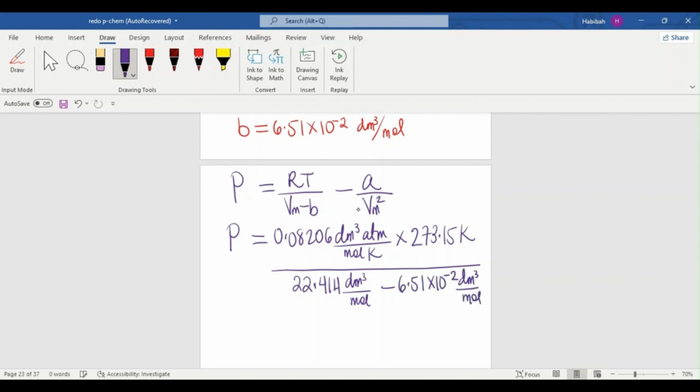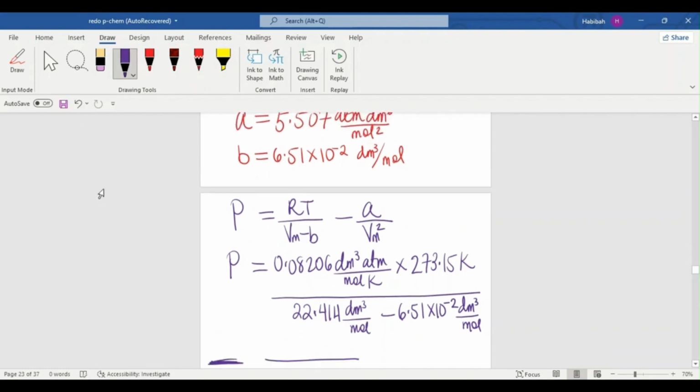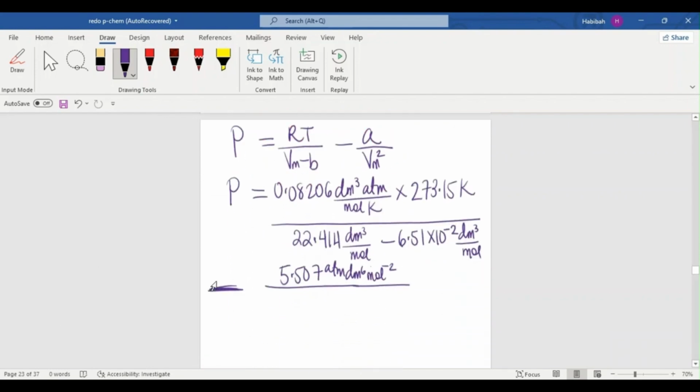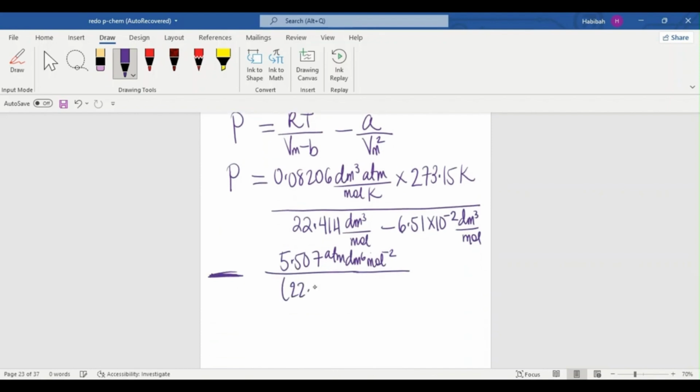Our work, of course, is not done because we have this information here that we haven't substituted. So I'm going to say a big minus here. And then, of course, the value for A, we know that to be 5.507 atmosphere dm to the power of 6 per mole squared, or I'll just say mole to the power of negative 2, divided by Vm squared, which is the molar volume squared. Molar volume is 22.414 dm cubed per mole. So that will be 22.414 dm cubed per mole all squared.